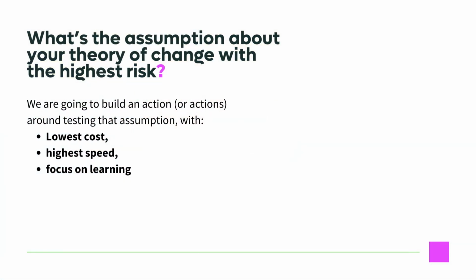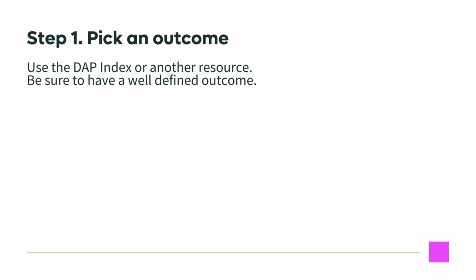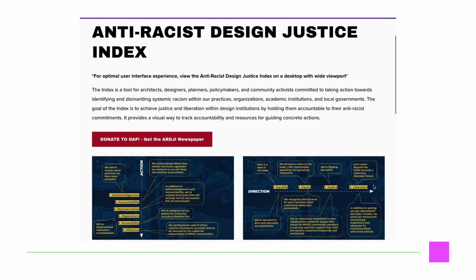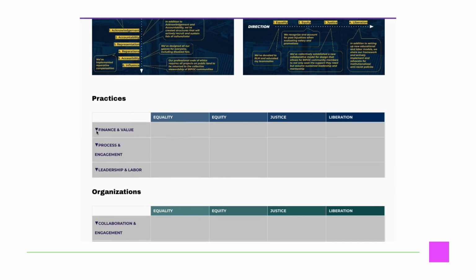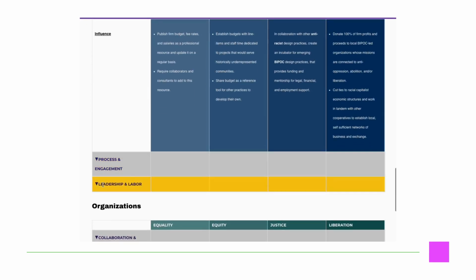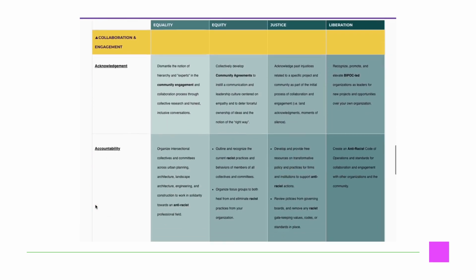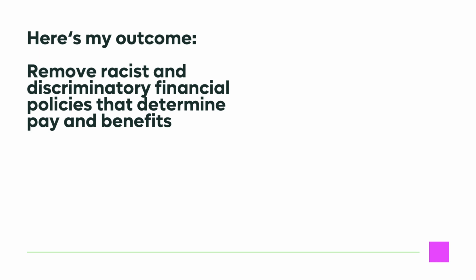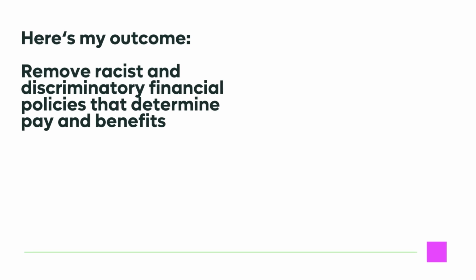So there are a couple of steps in developing an MVA, and I want you to follow along with me so that we can talk through them together with a real example. Okay, so we are going to start with picking an outcome. During our session yesterday, we looked at one of the resources that can help you select an outcome, and that is the Design as Protest Index. You can use the DAP index or another resource. Our only suggestion is that you have a really well-defined outcome. So the outcome that I'm going to use in this example is from the DAP index, and it says, remove racist and discriminatory financial policies that determine pay and benefits.